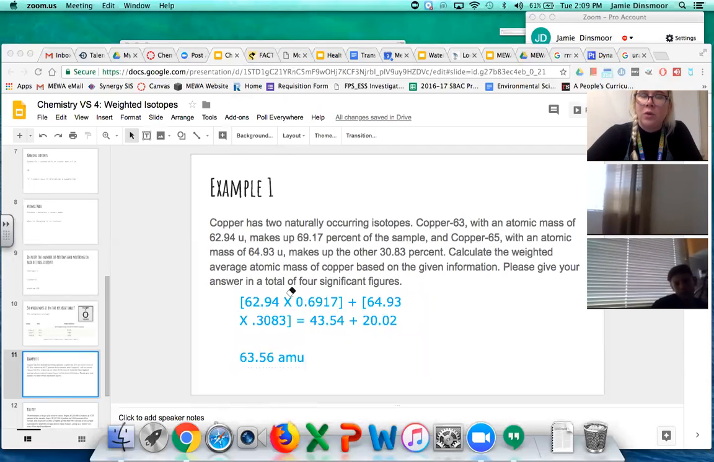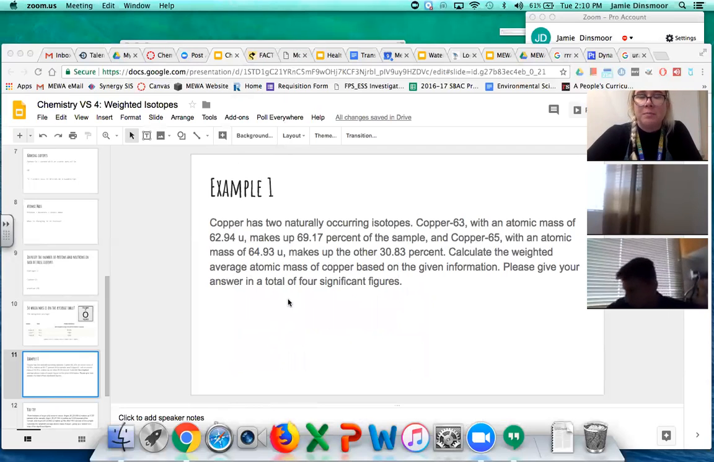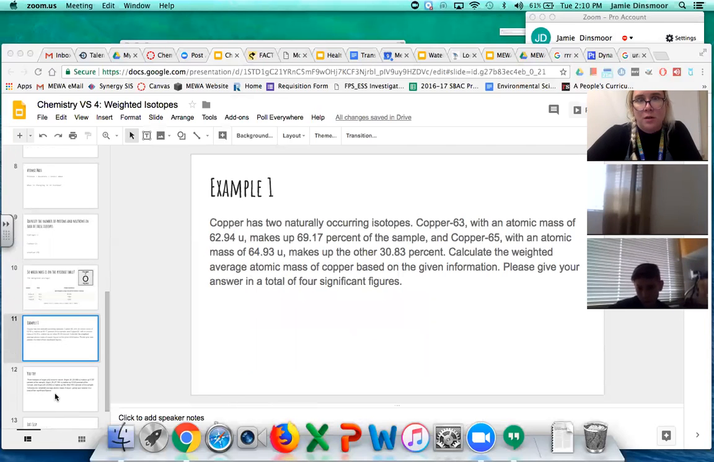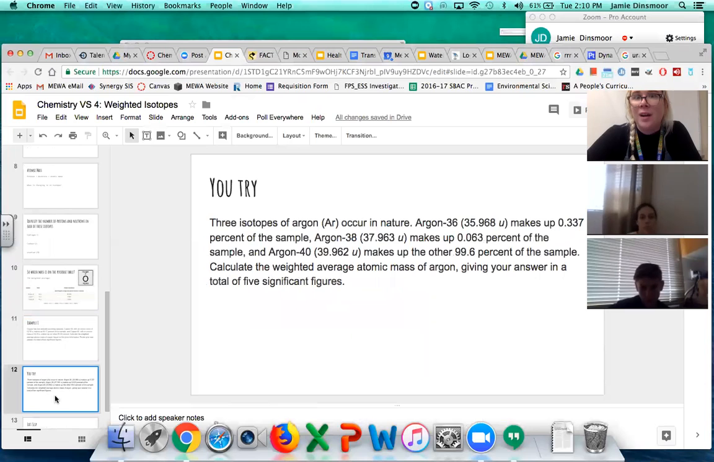Okay, so now you guys are going to try one. It seems really simple, and it is. It's basically like a formula, but part of it is understanding why you're doing that. So 3 isotopes of argon, which is Ar, occur in nature. Argon 36 makes up 0.337%. Argon 38 makes up 0.063%, and argon 40 makes up 99.6%. Calculate the weighted average atomic mass, giving your answer in a total of 5 significant figures this time.